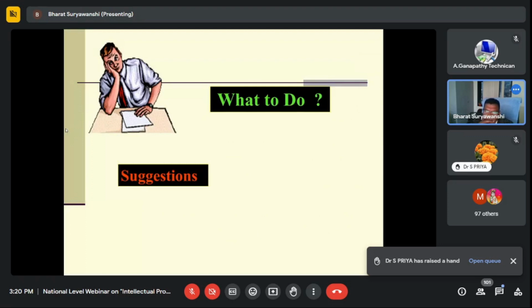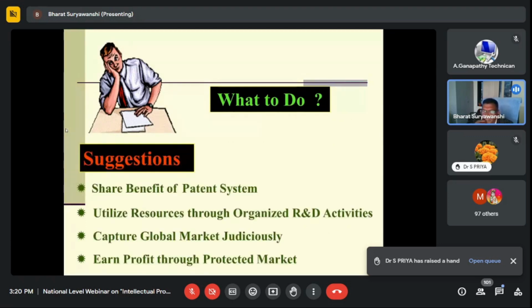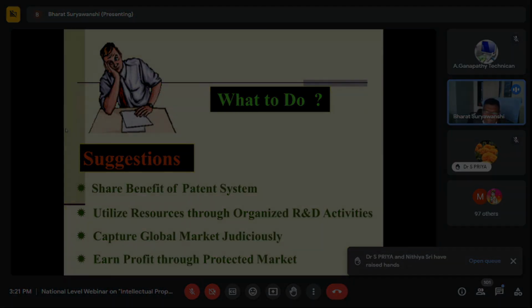What to do now? Share the benefit of the patent system in schools, colleges, universities. Utilize the resources through organized R&D activities. Capture the global market judiciously. Earn profit through the property market. Like Samsung and Sony, both sell TVs in the market. Everyone is purchasing because they have patents, designs, and trademarks for that. In the same way, if you have any technology, any design, any books, go for copyright, depending upon the design, and get protection in the Government of India. Therefore, you will get money out of that by selling in the market. By saying this, I'll put a full stop to my talk.